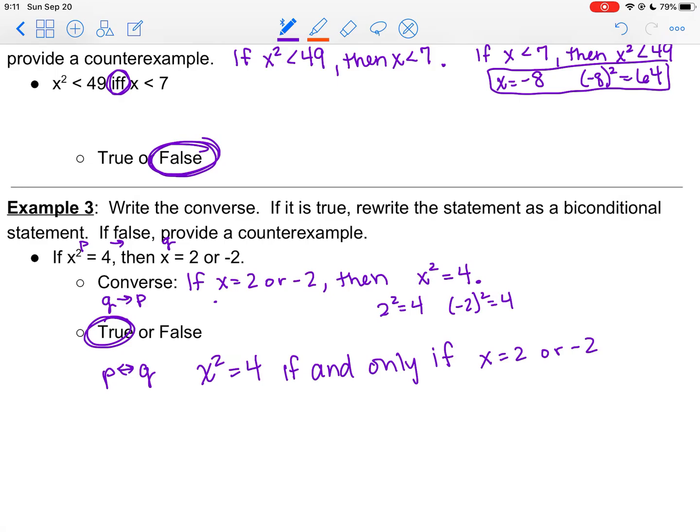The other abbreviation that you could use here is that you could say x squared equals 4 IFF, which means if and only if, and then you end it with that same conclusion. So both of these are ways that you can write a biconditional statement in words. In symbols, it is P ↔ Q.